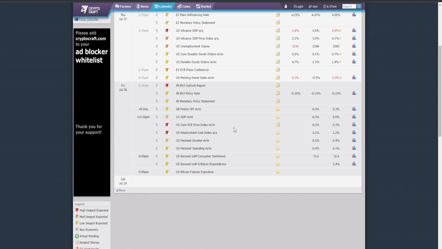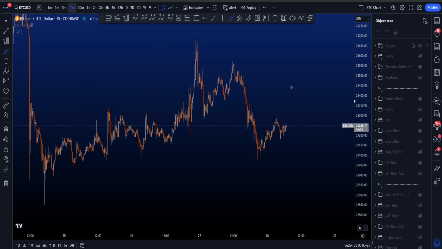Then, as mentioned, we have news, 2:30 p.m. Central European time. We have some high impact news, which can be seen by the red flags over here. So make sure you trade safe around those hours.